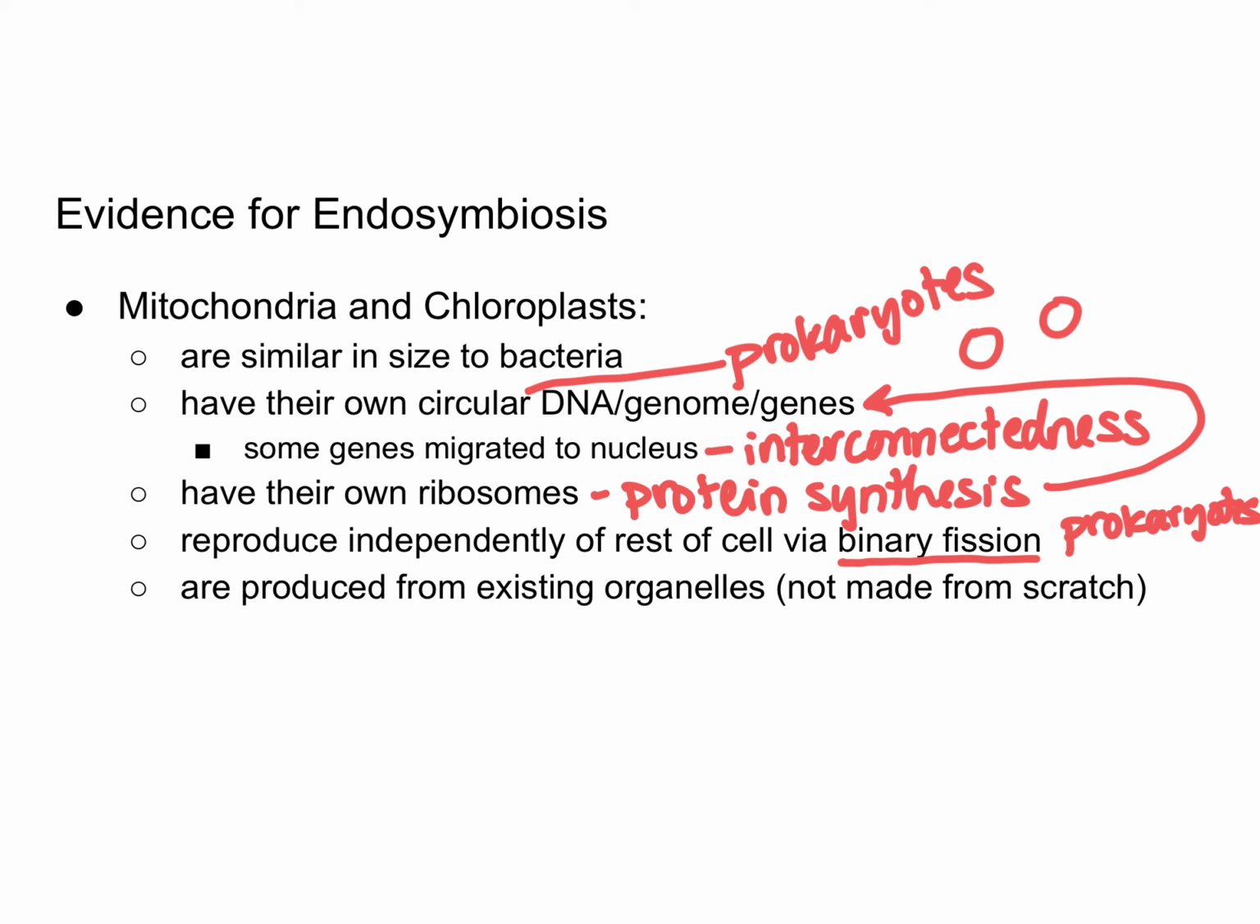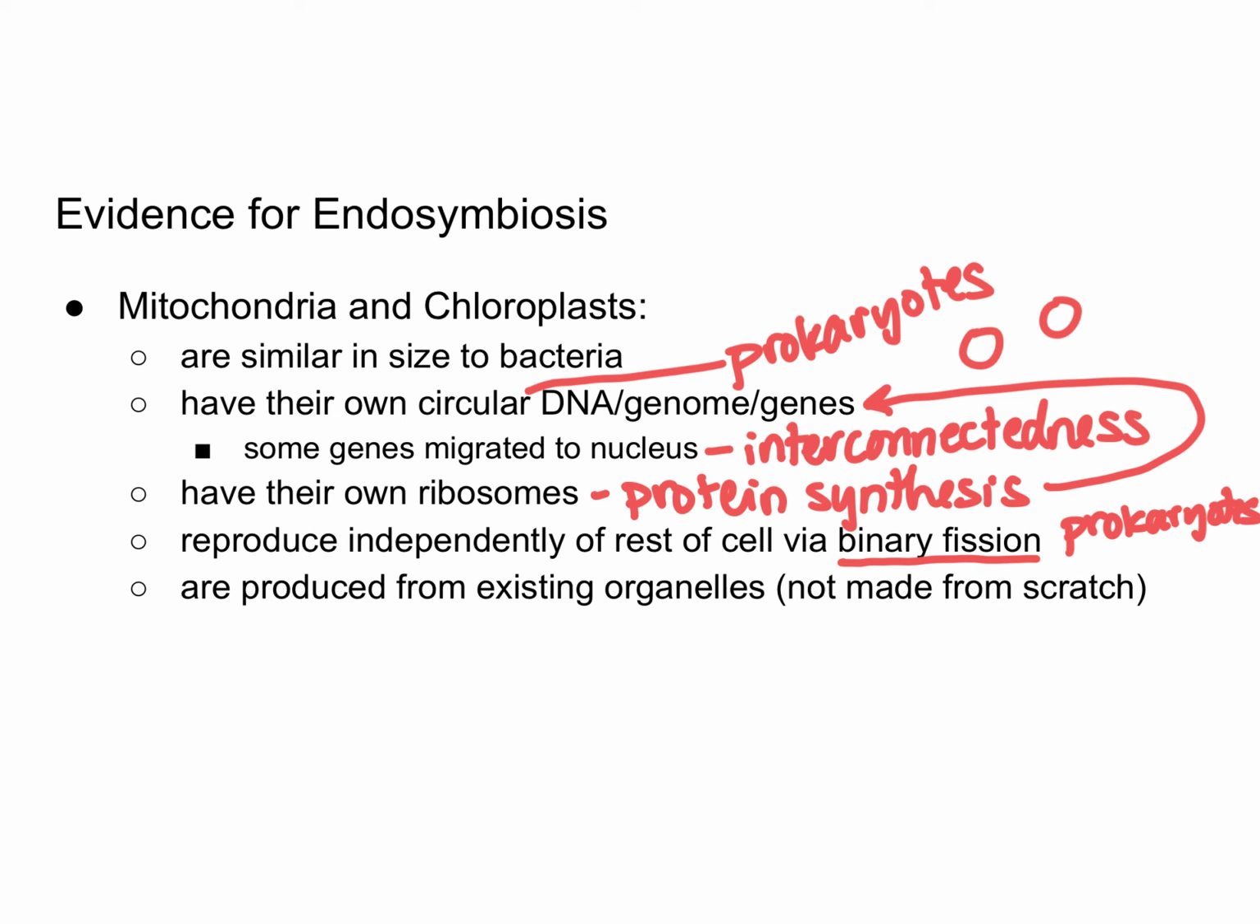Mitochondria and chloroplasts are also produced from existing organelles, meaning that a eukaryotic cell cannot take lipids and proteins and carbohydrates and nucleic acids and put them together to form a mitochondrion. Cells can do that to form endoplasmic reticulum, to form new cell membranes, to form new Golgi apparatus. They can take these independent molecules and stick them together to form these organelles. But mitochondria and chloroplasts cannot be made that way. Instead, the cells inherit these structures from their original parent cell.